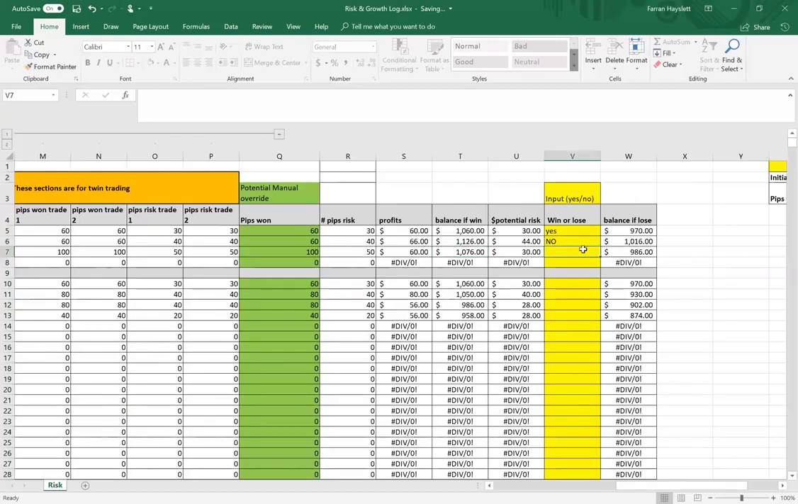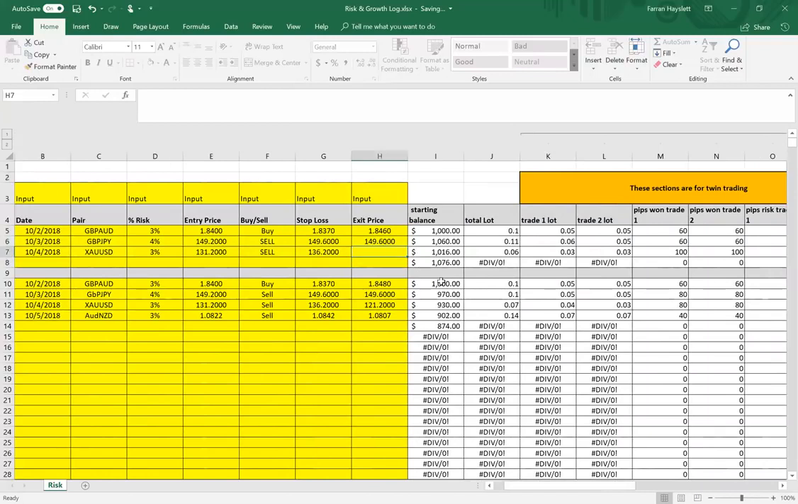So let's say we won that trade. I'm going to put a yes there. What's the next thing we need to do? Well, we need to go in and log where we exited the trade. 121. I got my 100 pips. 121.2. Okay. The next trade.